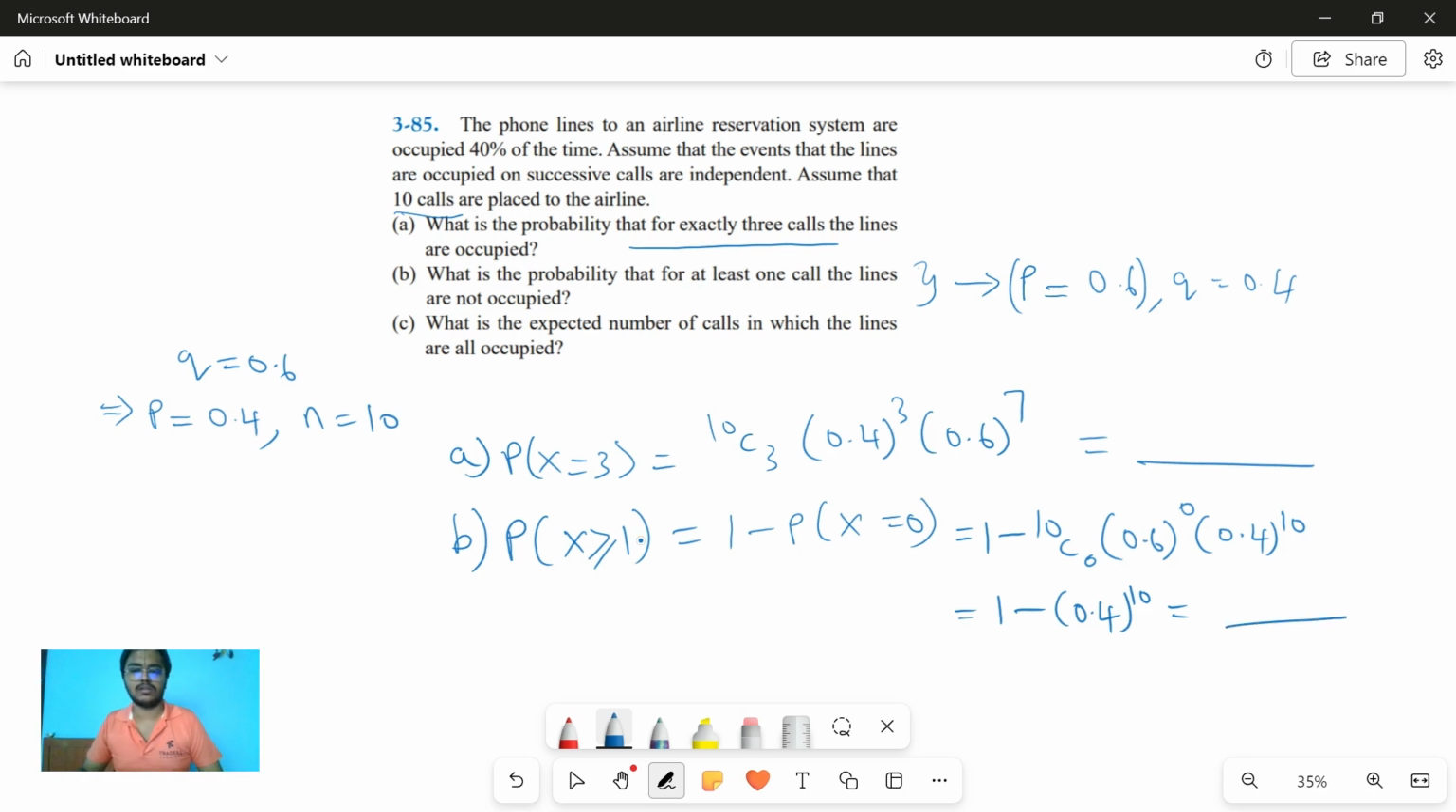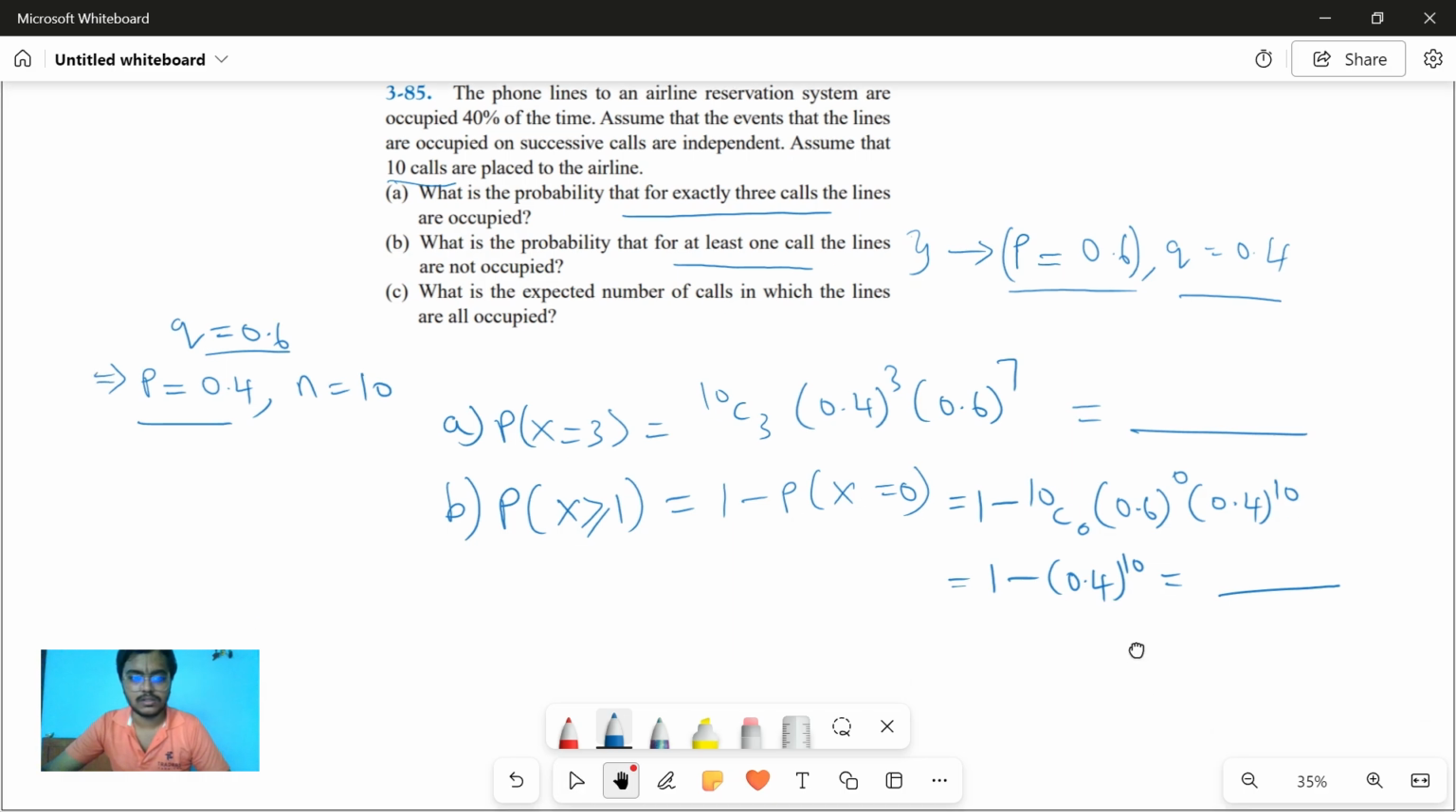One more thing I was just thinking is you can easily do. I mean, this is also easy only. The only thing you have to change is the P and Q value in this subdivision alone. Otherwise, you can do for at least one call the lines are not occupied, right? So that will be 1 minus P of all the lines occupied. Correct. So if you do that with the same probability as P 0.4 and Q 0.6, you will still get the same answer. Okay. But I thought this will be easier to go by basic. Okay. If you go with the logic. Okay.